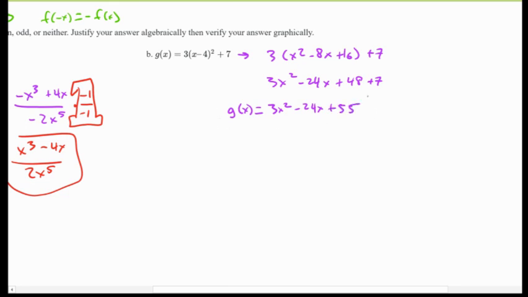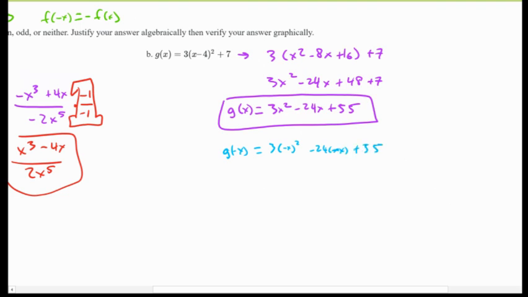And so I'm going to compare that with g of negative x next. So g of negative x is equal to negative x plus 55. And so this becomes negative 3x squared plus 20. Oh, it does not become negative 3x squared because since it's squared, it stays the same. Whereas the second one, because it's just one negative, it will make this plus 24x plus 55. And so when I compare them, they are not the same.